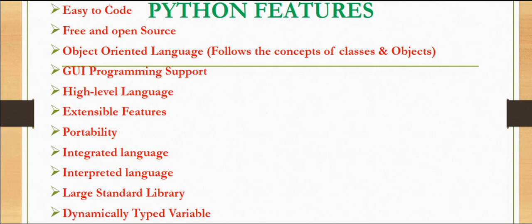Then it has a very large standard library. When I will teach you the programming, I will make you understand what is the standard library of Python. Then its variables are dynamically typed. We can declare the variable at runtime, not in advance.